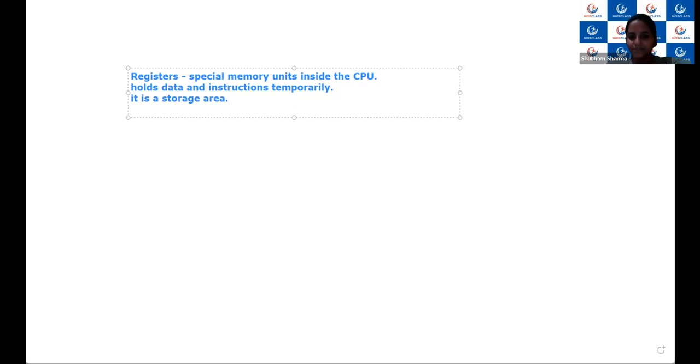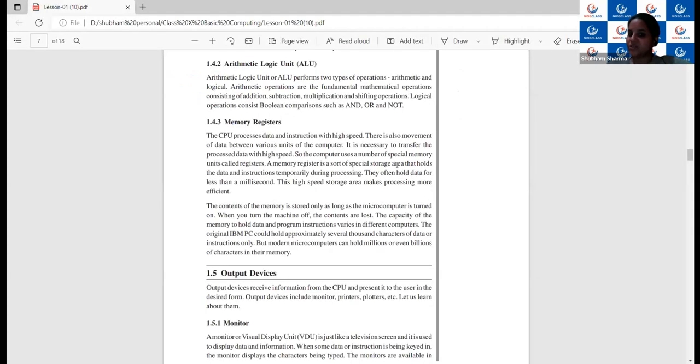Next comes, a special storage area that holds the data and instructions temporarily during processing. They often hold data for less than a millisecond. This high-speed storage area makes processing more efficient. Now the content of the memory is stored only as long as the microcomputer is turned on. So the content remains in the register as long as your computer is on. When you turn the machine off, the contents also get lost.